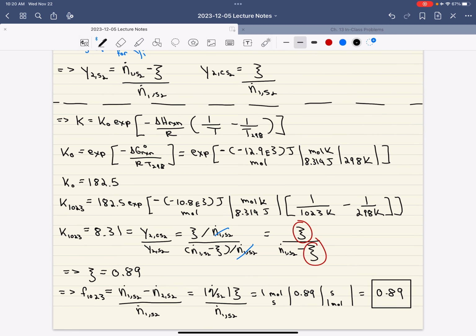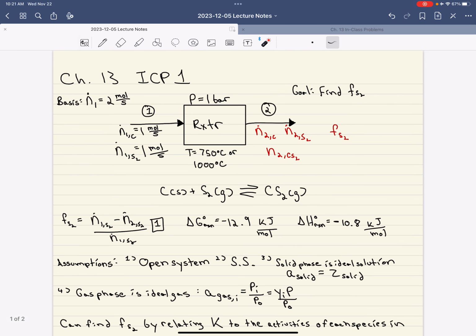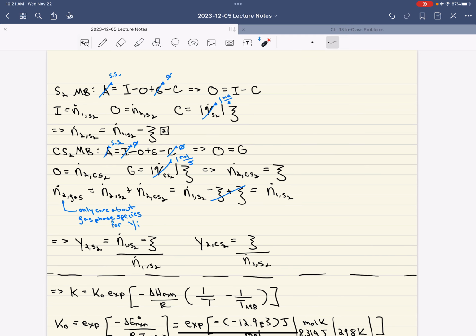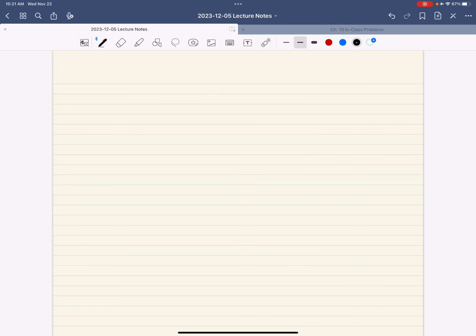All right, but now what we want to do is see how the conversion changes when we go to a higher temperature. Okay, so we're heating it more. We want to see how that conversion changes. Okay. All right, so to do that, we're just going to follow basically the same steps we did at the lower temperature. So first, convert to absolute temperature. So 1000 degrees Celsius is 1273 Kelvin. Plug into our equilibrium constant temperature equation.